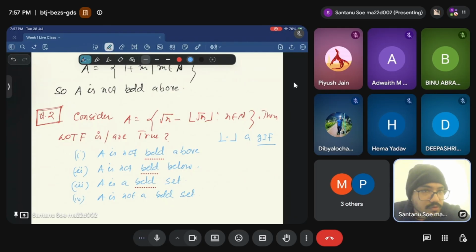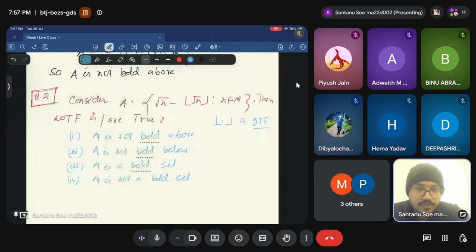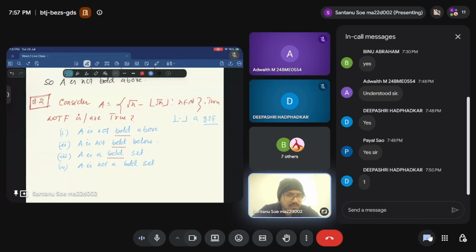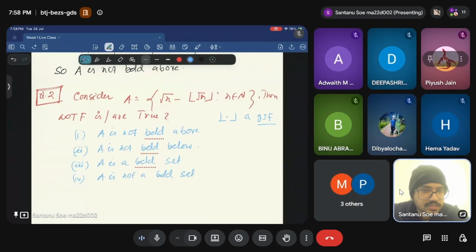Anyone know the answer? So the set A is given by square root of n minus the box function, or the greatest integer function, of square root of n, where n is a natural number. Then you have to tell me whether A is bounded above, below, or bounded, or none of them. Anyone? You can write in the chat if you know anything. It can be wrong, that's okay. You need not be correct always. If you have any questions, suggestions, or doubts, you can put them in the chat.